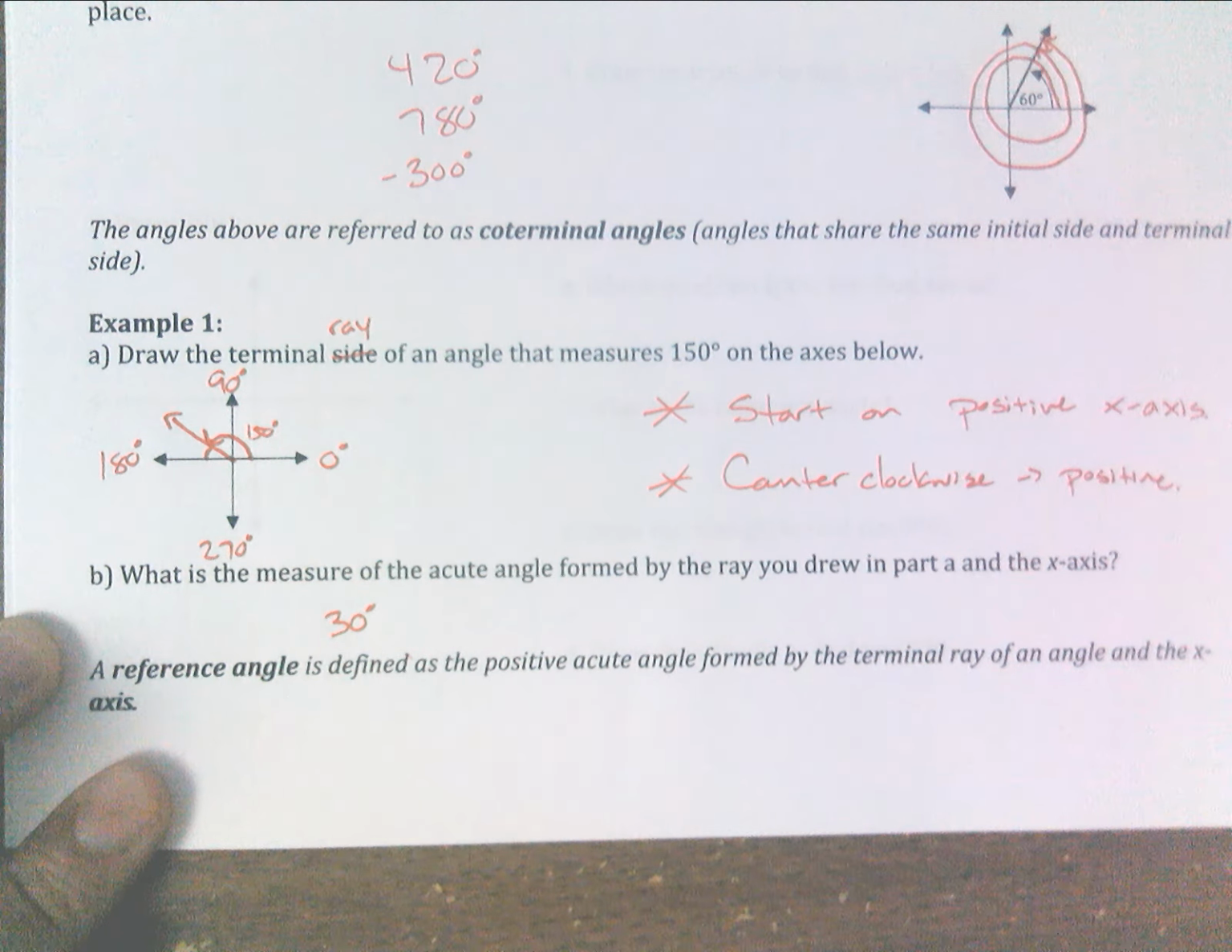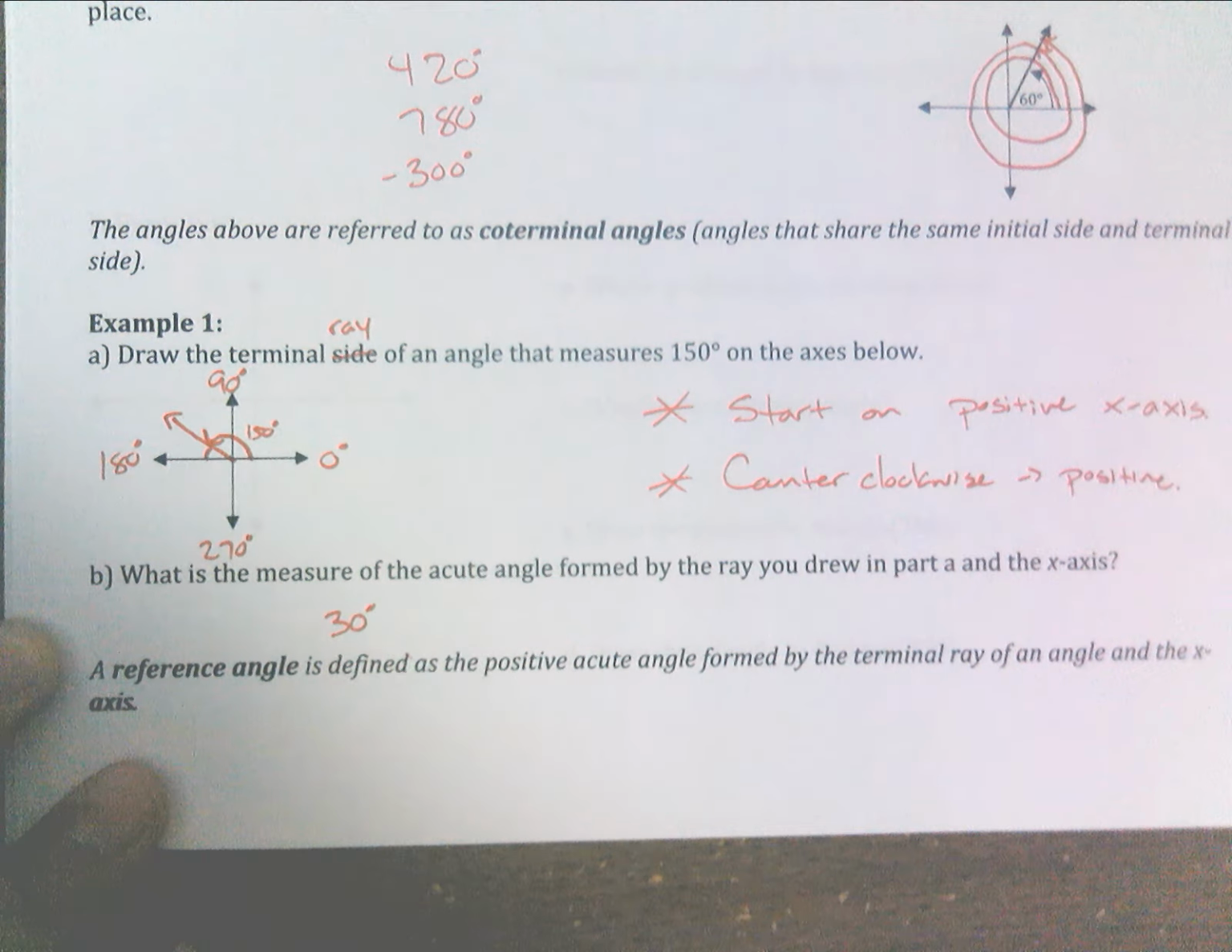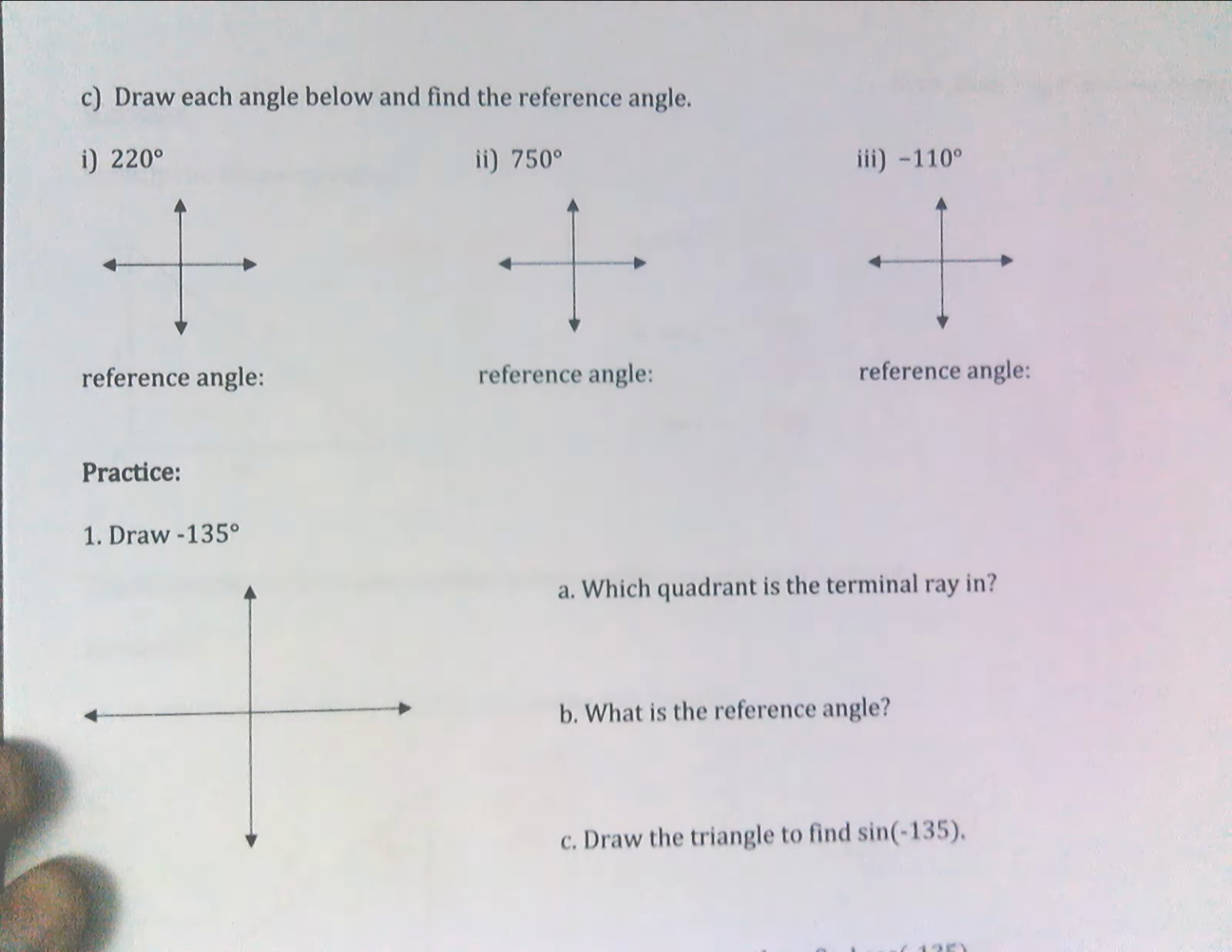That's what we call the reference angle. So to formally define it, the reference angle is defined as the positive acute angle formed by the terminal ray of an angle and the x-axis. All right, let's use the reference angle in a few examples. Go ahead and flip the page. So let's practice a few examples.